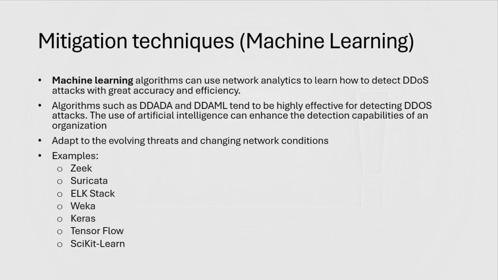For building and training machine learning models, there are several widely used libraries and frameworks. Weka is a collection of machine learning algorithms for data mining tasks, while Keras and TensorFlow are powerful deep learning frameworks. Scikit-learn is a versatile library for machine learning in Python, offering a wide range of algorithms for classification, regression, and clustering. By incorporating machine learning into DDoS mitigation strategies, organizations can significantly enhance their detection capabilities.